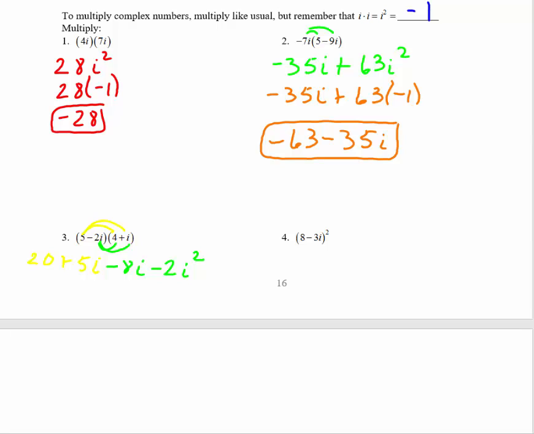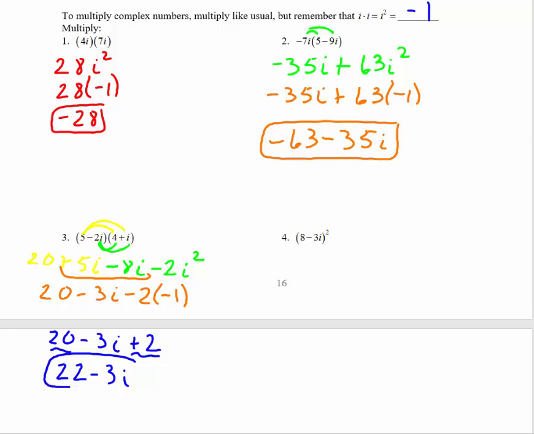Putting like terms together, we have a 5i minus 8i, so that's going to give me a negative 3i, so minus 3i, minus 2 times i squared is negative 1. So we end up with 20 minus 3i, and a negative 2 times a negative 1 is a positive 2. Now these like terms can go together, so I end up with 22 minus 3i.